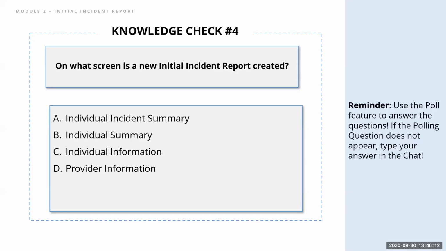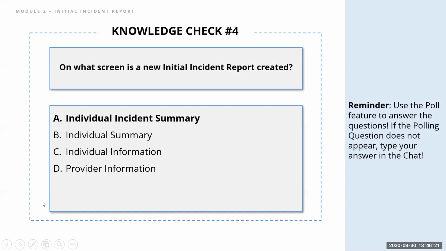All right, what we're going to do is go ahead and end our polling. And we'll bring up that correct answer. So we'll share our results. And the correct answer is A, the individual incident summary screen. So again, great job, everyone. Stop sharing results and we'll move to our next slide.